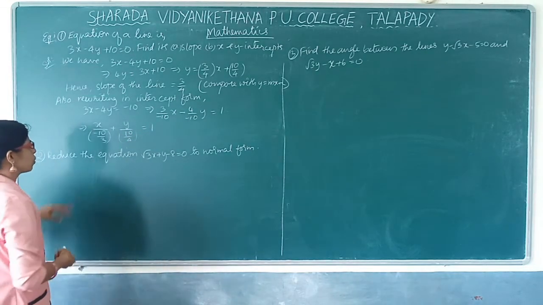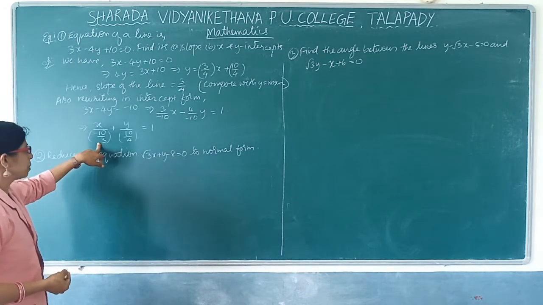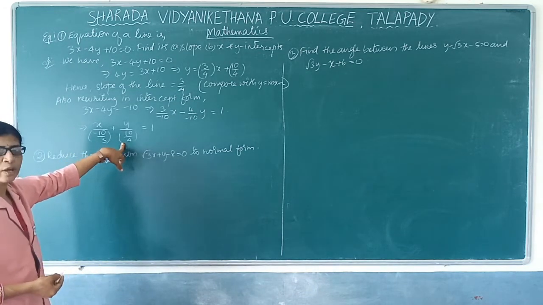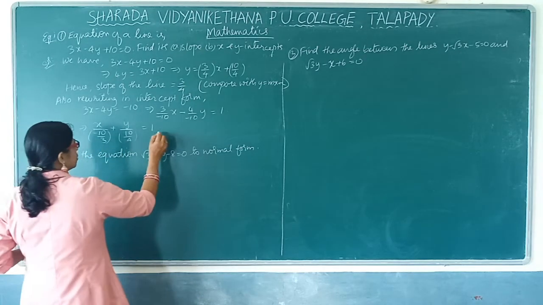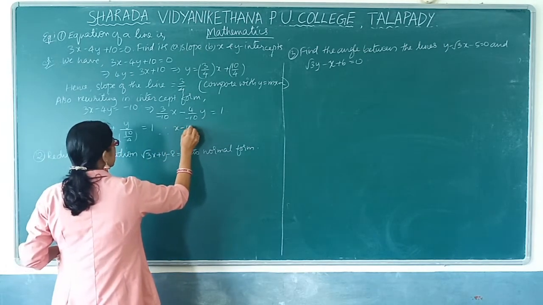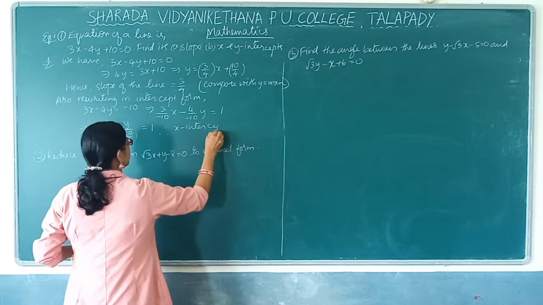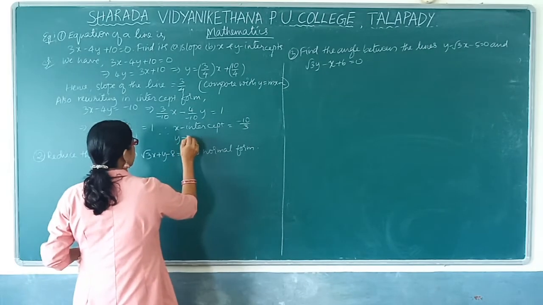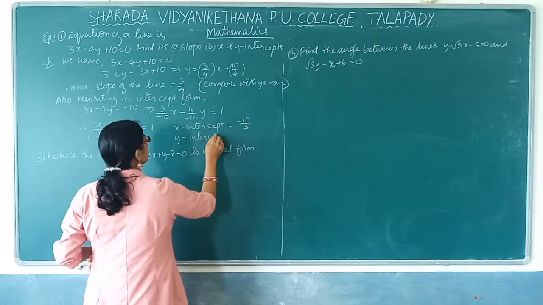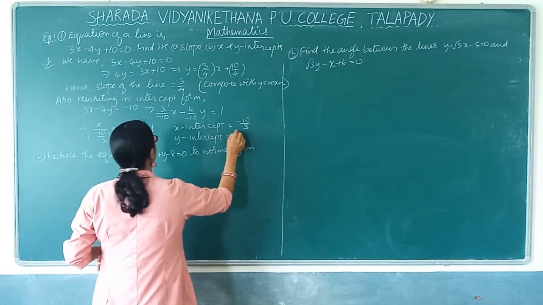So according to this, what is the x-intercept? Minus 10 by 3. And what is the y-intercept? 5 by 2. We can reduce this 10 by 4 as 5 by 2. So therefore, the x-intercept is equal to minus 10 by 3 and the y-intercept is equal to 5 by 2.